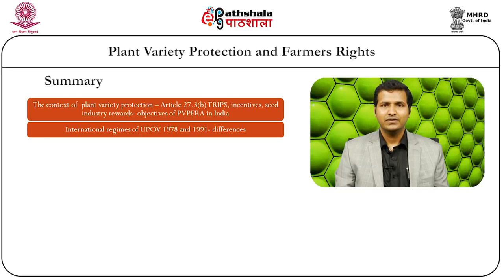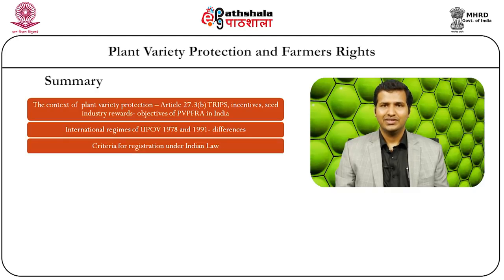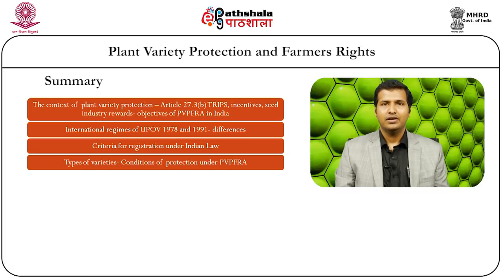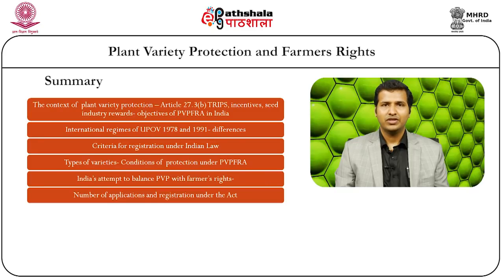We have discussed the differences between the 1978 and the 1991 regimes of UPOV. We have also looked into the requirements of registration in India, which are novelty, distinctness, uniformity and stability. We have also looked into how and what kind of varieties are acceptable under the Act, that is, those varieties which are novel, which are extant varieties, which are farmers' varieties, and which are essentially derived varieties. We have also looked into the nature of applications made by different breeders, private, public, individuals and institutions.